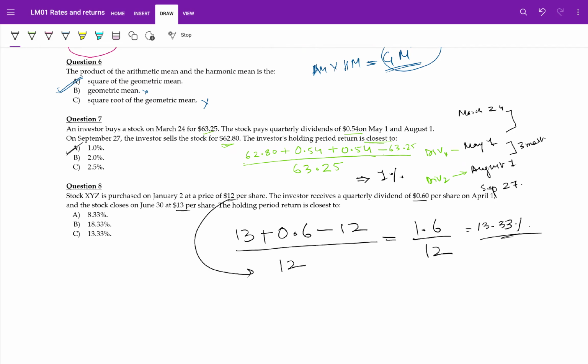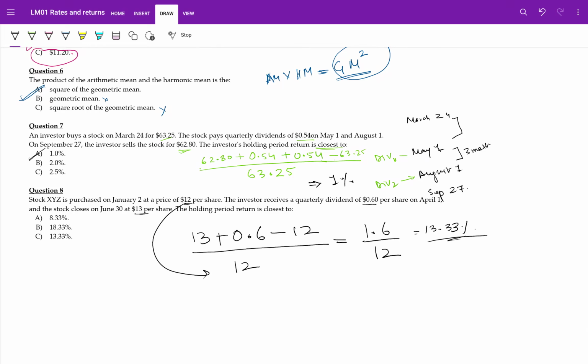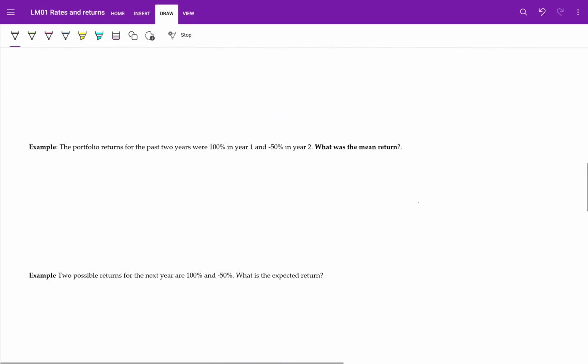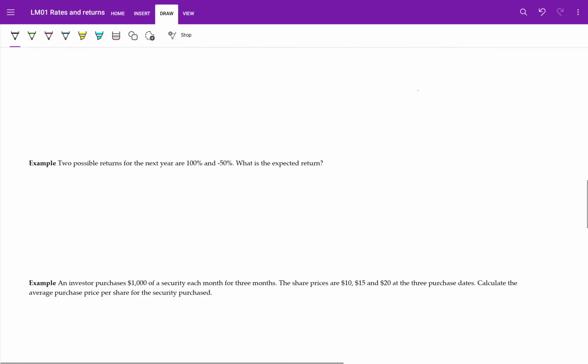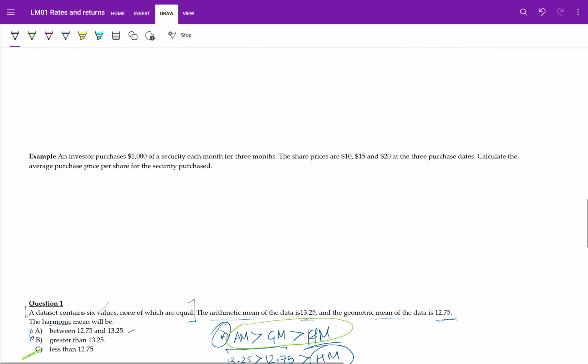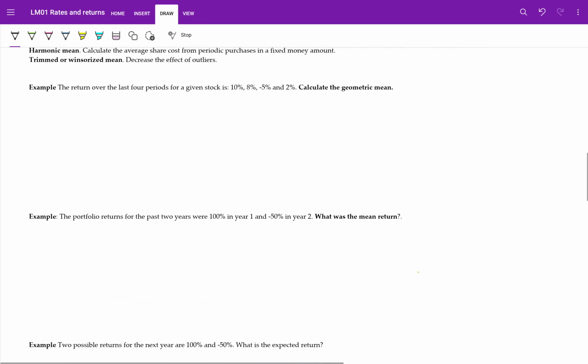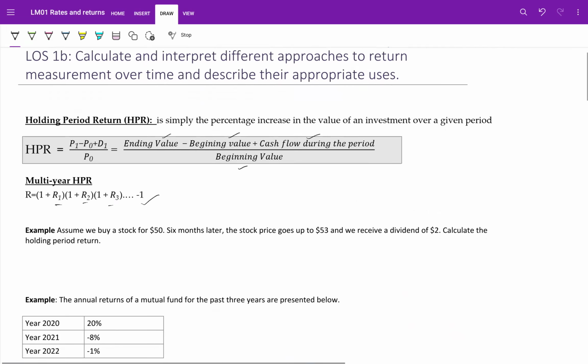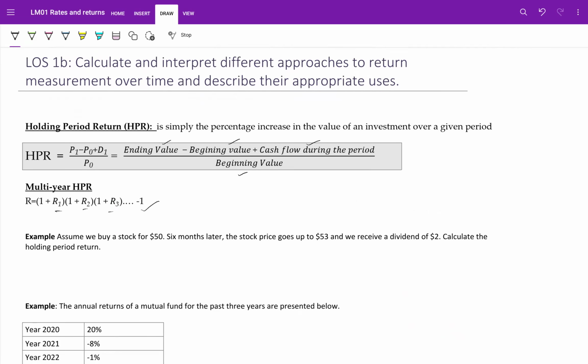I hope you do not have any confusion regarding the holding period returns and arithmetic mean, geometric mean, and harmonic mean. Okay, so we have completed LOS 1B. Now, in the next session, we will be starting with LOS 1C. Okay, thank you for attending the session.